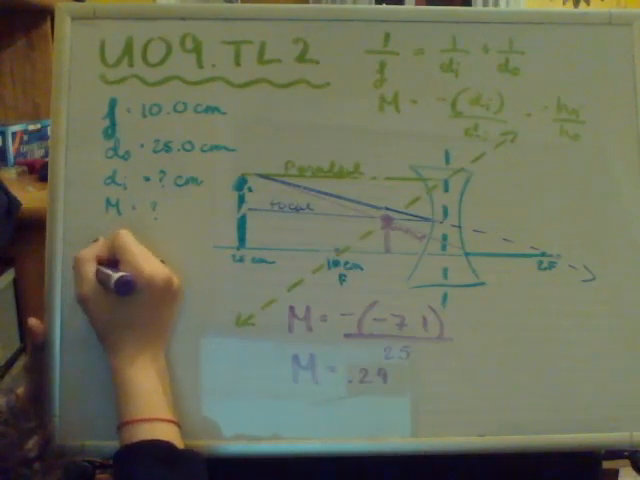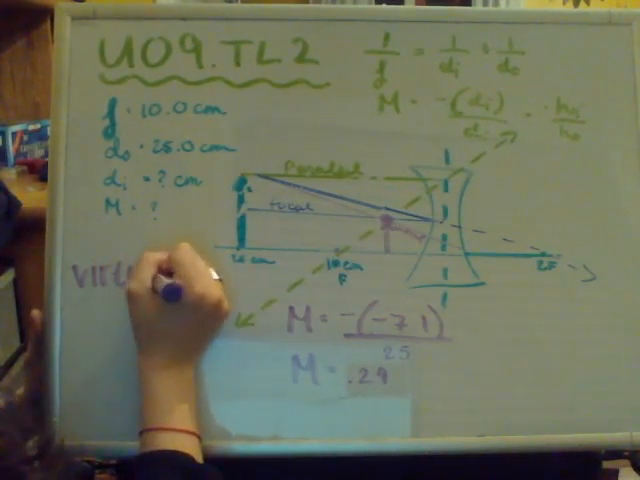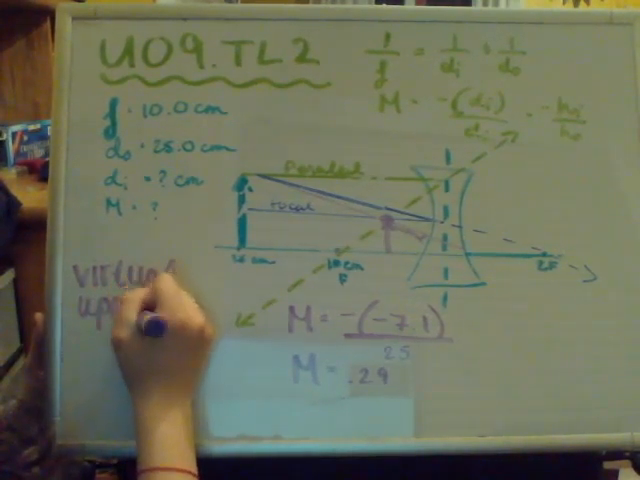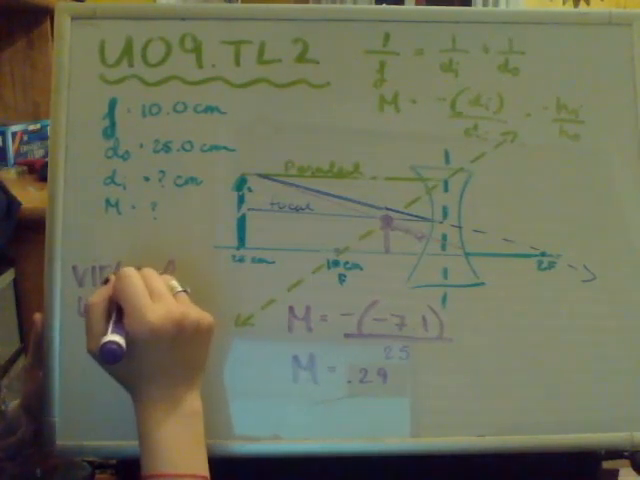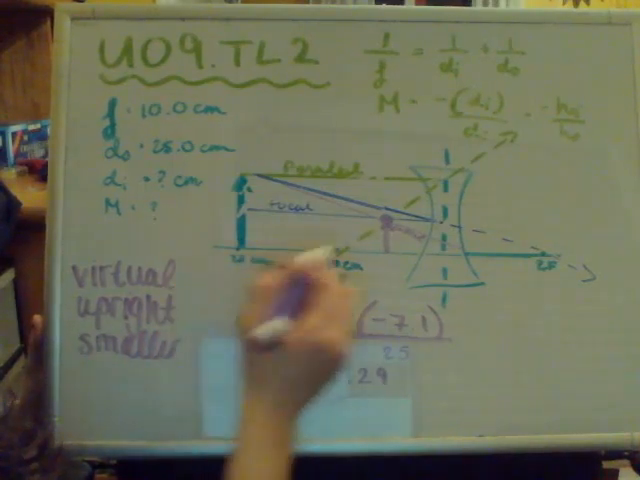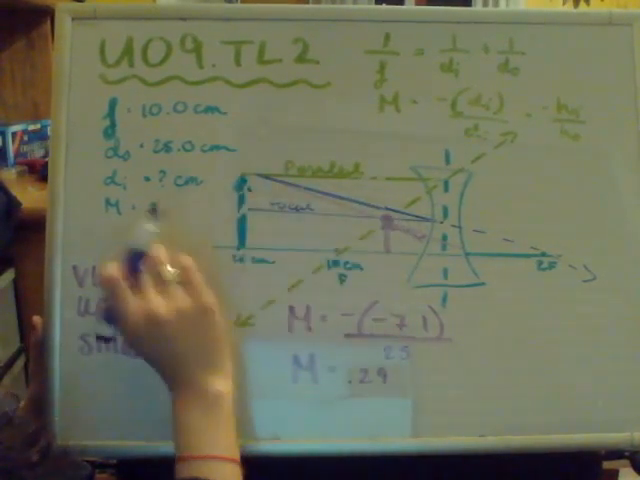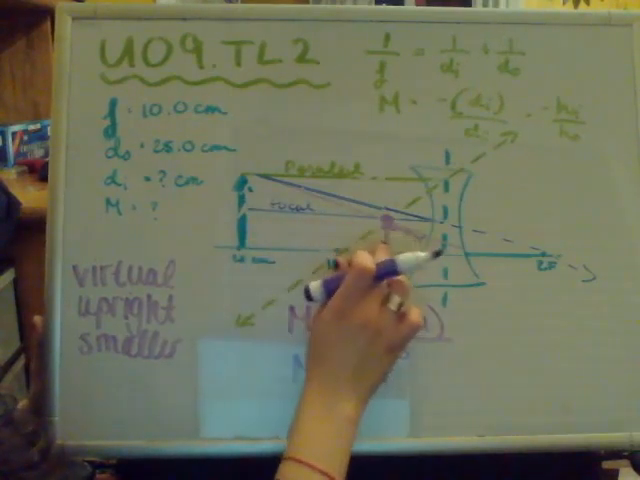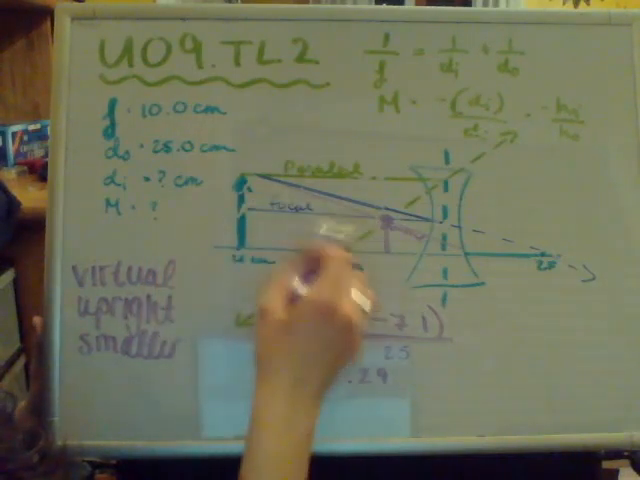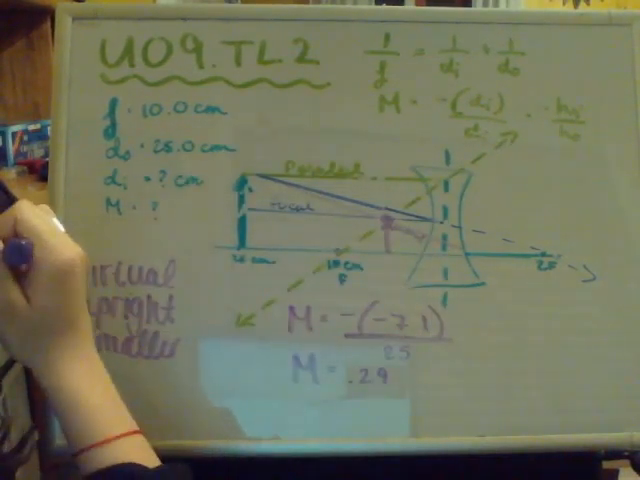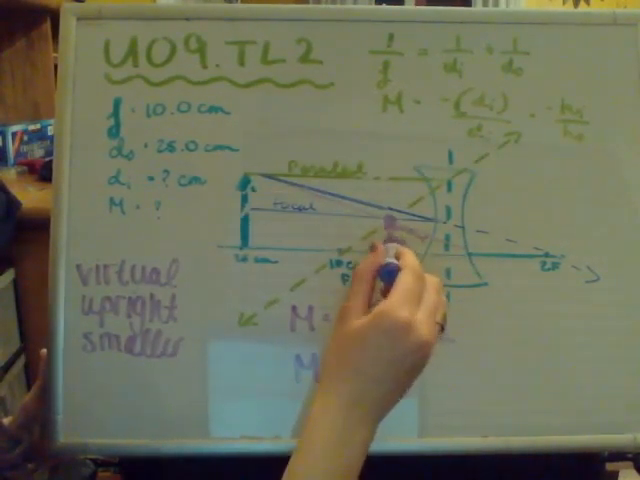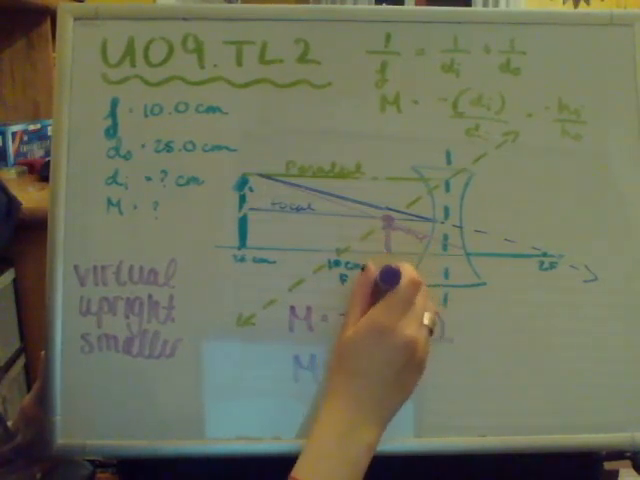So we have virtual, the image is upright, and it is smaller than the actual object, and we can estimate that from the drawing. And since we don't have the height of the object, we cannot find the height of the image, but that's how you figure out the distance of the image and its magnification for a biconcave thin lens.